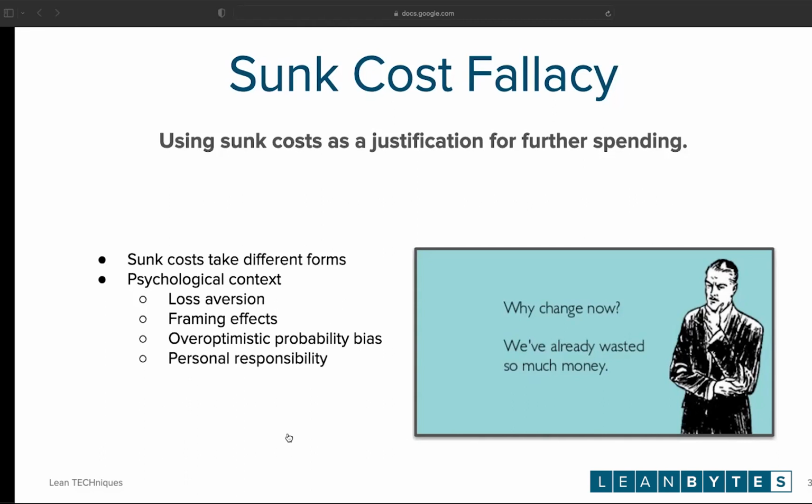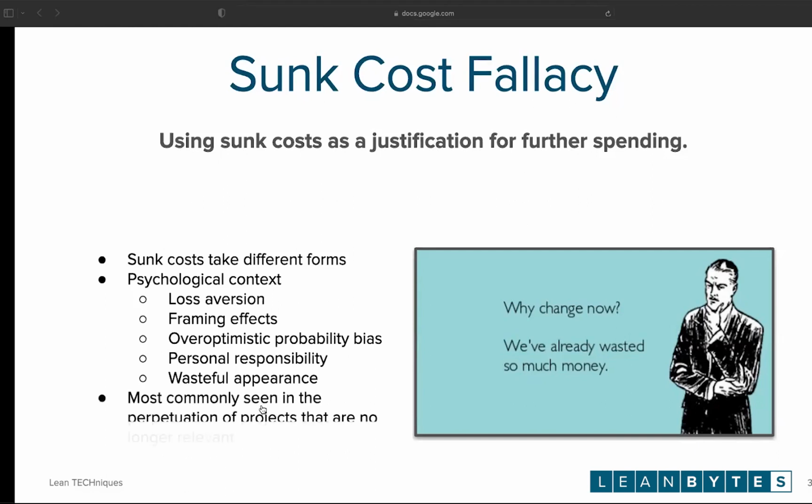Personal responsibility. If I'm the one who's made this investment, I feel responsible to not have it end in a loss. And then again, that all leads to not wanting to appear wasteful. We don't want to admit, or look like we're admitting, that we've wasted money on something. So I think most commonly we see this in the perpetuation of projects or products that are no longer relevant or no longer providing value.